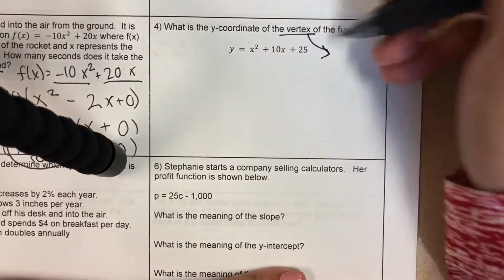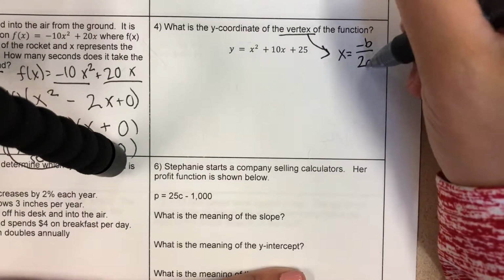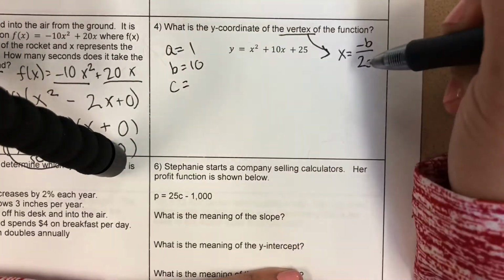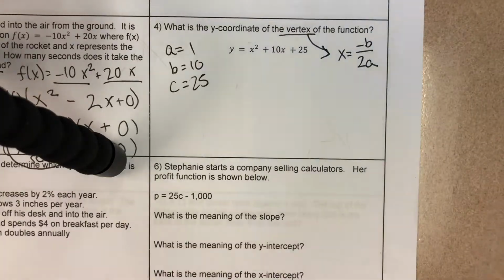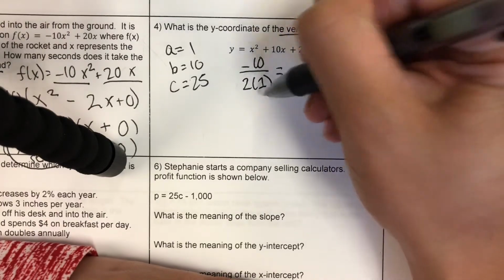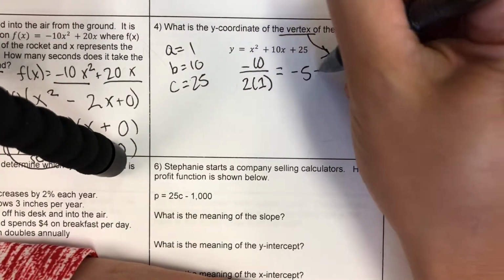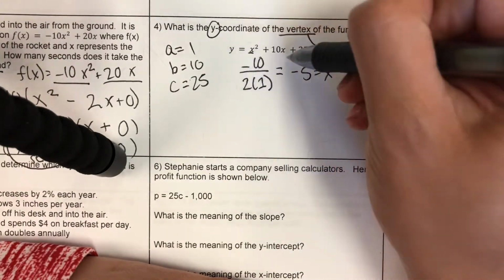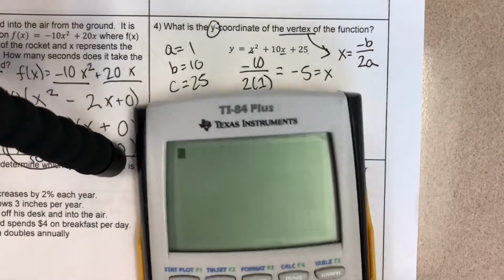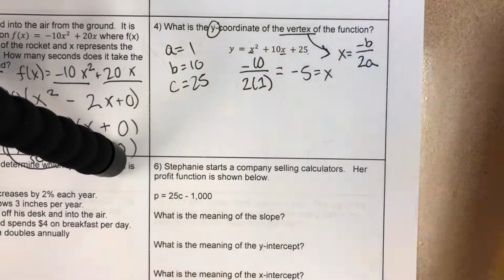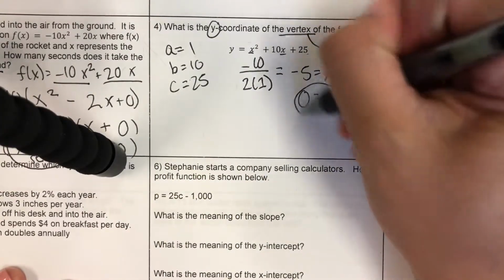Right here I have a vertex. I know that the formula for a vertex is x equals negative b over 2a, where my a value here is 1, my b value is 10, and my c value is 25. So negative b, that's going to be negative 10 over 2 times 1 as my a value. Negative 10 divided by 2 is negative 5. So x equals negative 5, but it's looking for the y value. All I need to do is plug in negative 5 for these x values. So I'll do that on the calculator. I have negative 5 squared plus 10 times negative 5 plus 25. So my y value will equal 0.